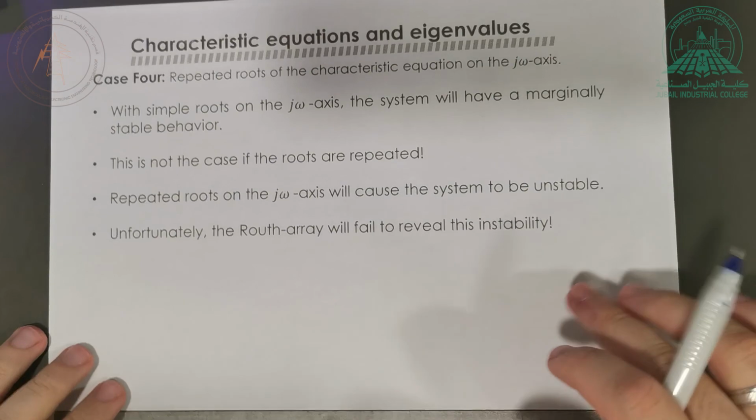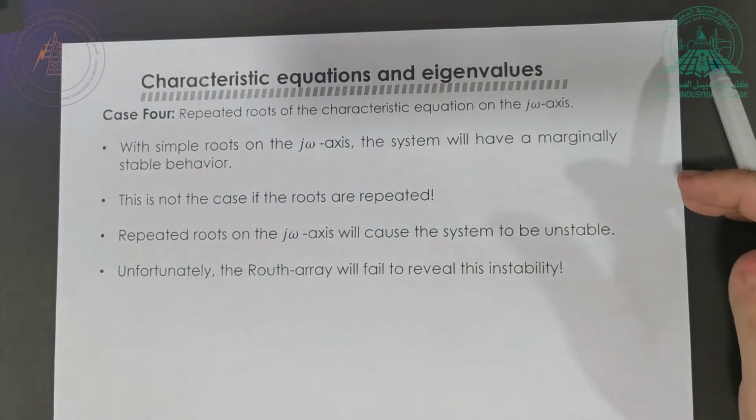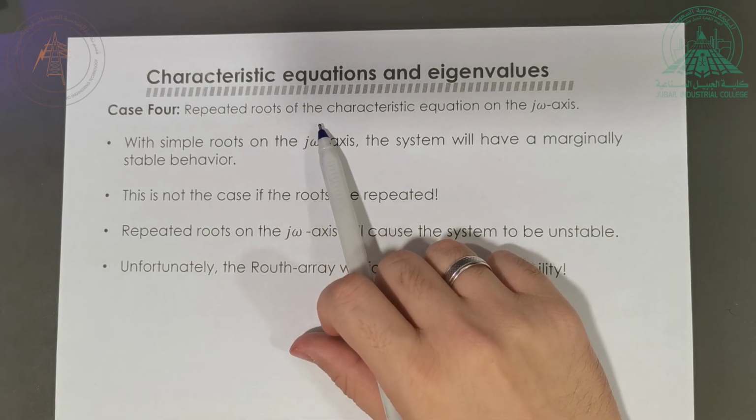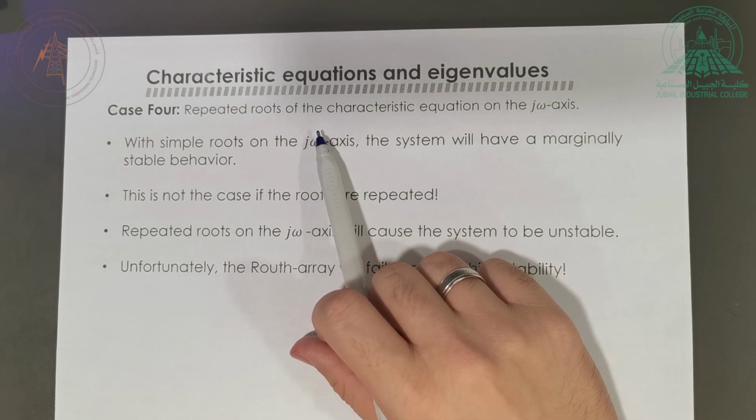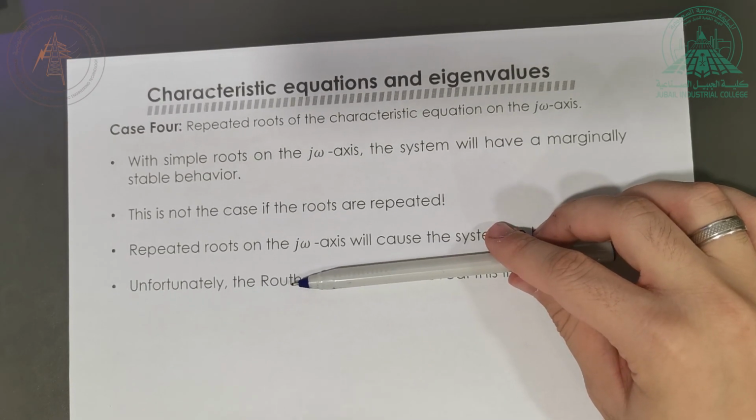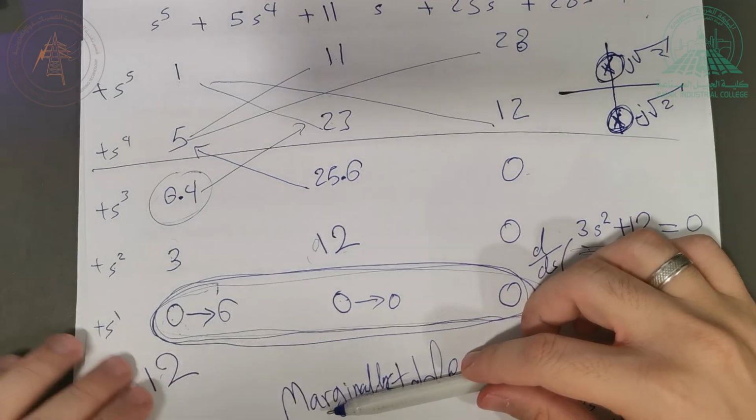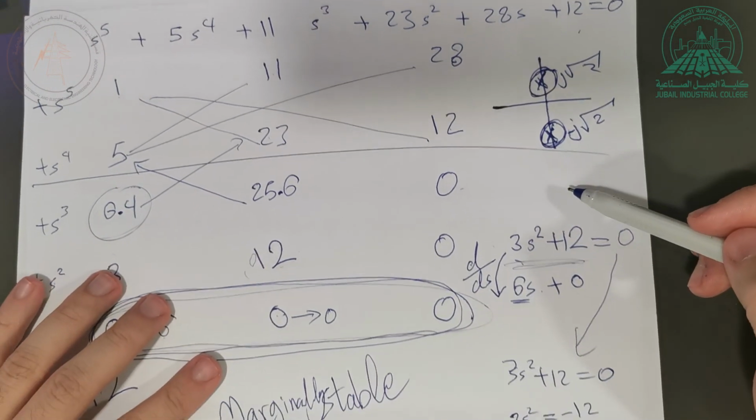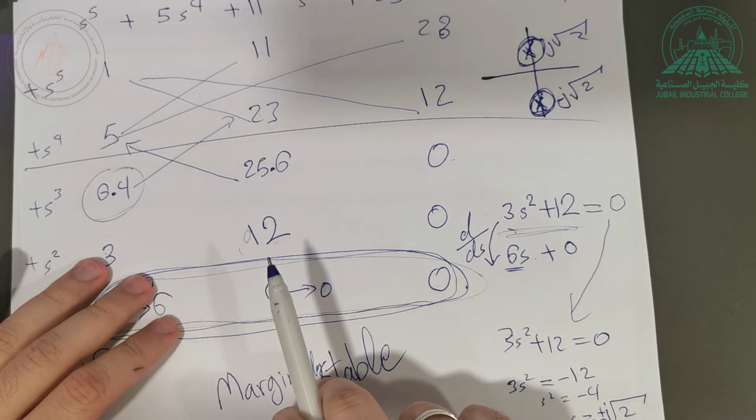Now, in the previous case, case 3, when do I get case 3? If I have poles on the j omega axis. What happens if I have repeated poles on the j omega axis? We said that in this case the system will be unstable. But unfortunately this technique cannot detect that. In this example we said it's marginally stable, but if the poles here are actually repeated, then the system will be unstable. This technique is not going to tell me.